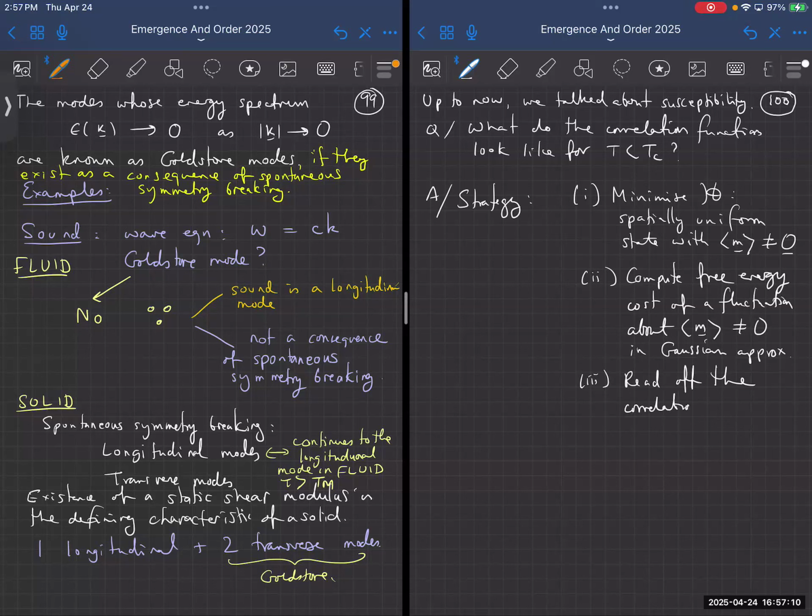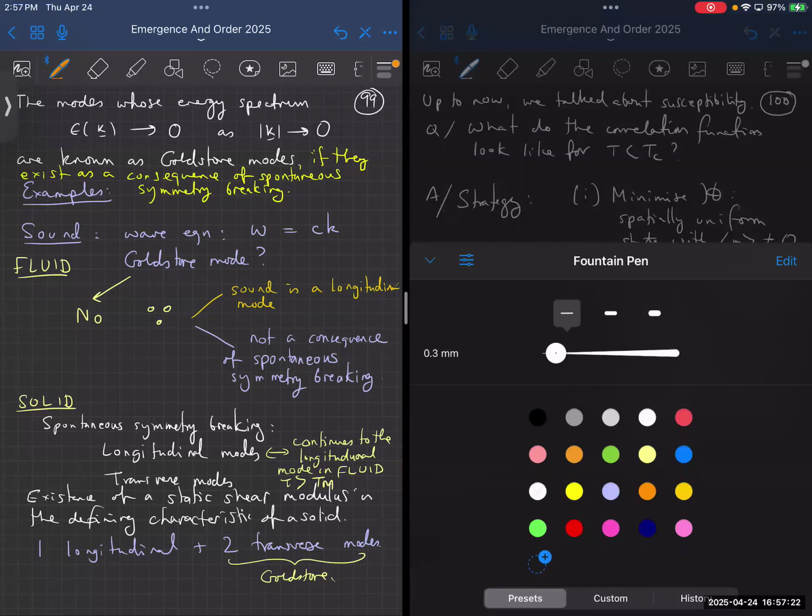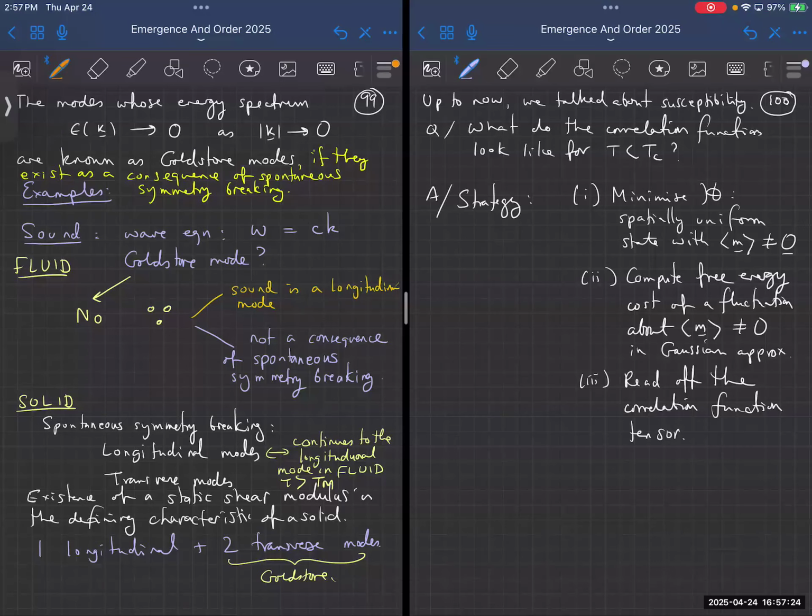We know it's going to be a bit more complicated because this correlation function is going to be a tensor. So we're going to have to identify all the components, and I'll make it easy for you, but we have to take that into account. We know that's going to be important because the longitudinal and transverse response and susceptibility are different. So we're going to ask now, how does that show up in the correlations? Okay, so let's do step one.